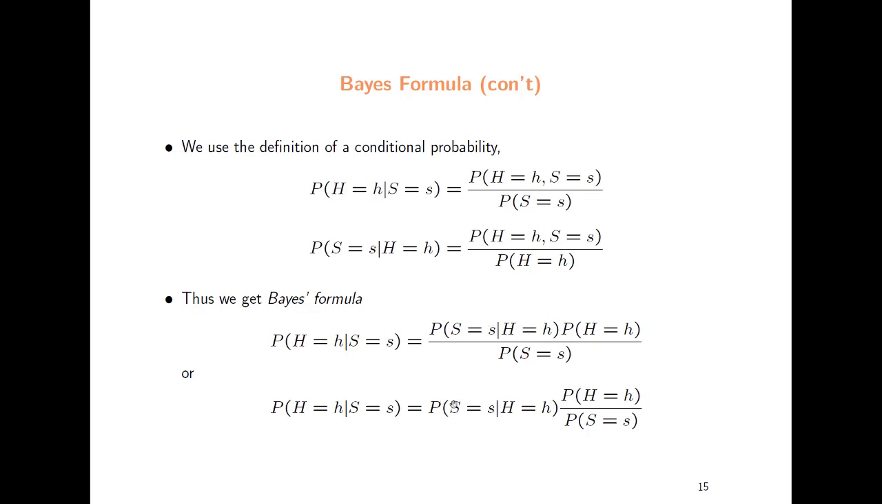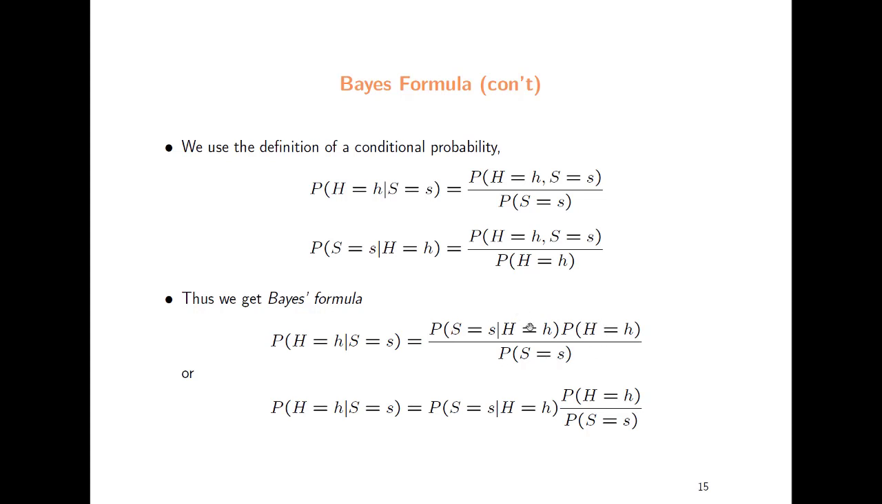So I can write it in this way and this way. Here we see directly that you cannot just change the order. P of h given s is the same as P of s given h times P of h divided by P of s. So you have to correct it by this quantity. Or more commonly, you write it like this: P of s given h times P of h, divided by P of s.